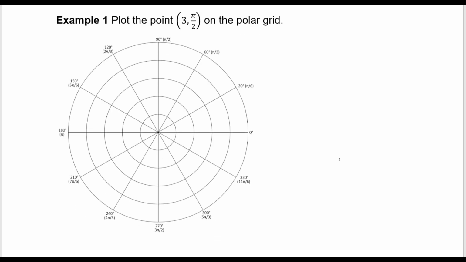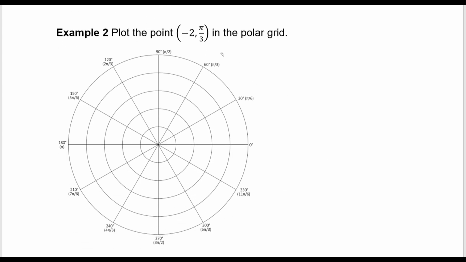So plot the point 3, pi over 2 on the polar grid. So I first look at the angle. It's going to be pi over 2, and that's obviously here. And then it's going to be 3 up. 1, 2, 3. And that's it.